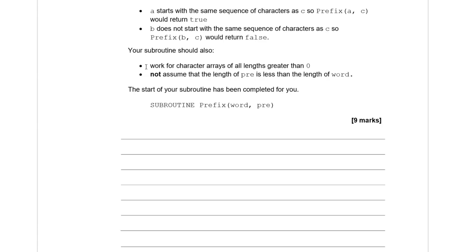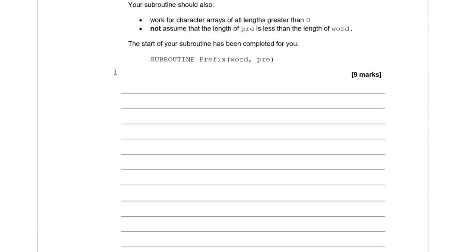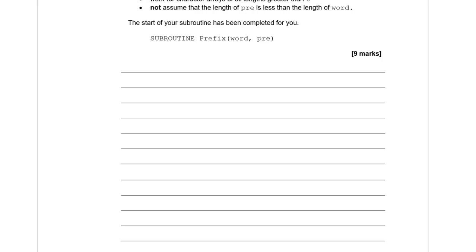So it needs to work for character arrays of all lengths greater than 0, so we don't have to worry if it's an empty array. And we have to not assume that the length of pre is less than the length of word, so clearly we're going to get a mark for catering to this, which is very easy. We just need to do a little comparison to make sure that the length of pre is less than the length of word. And it's started for us, so we don't have to worry about actually defining the parameters and the name and so on. So first of all, let's just get that check out of the way.